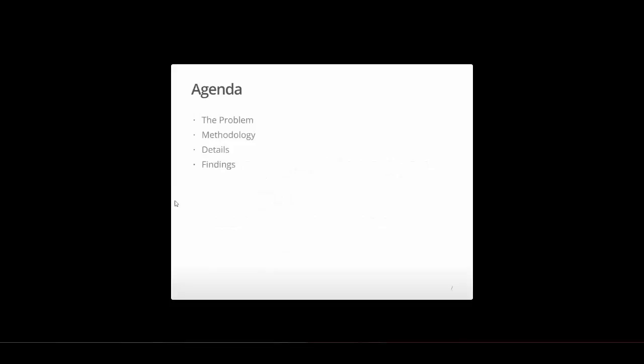So the agenda for today's presentation is going to be about the problem that we're tackling, or sort of our high-level methodology of how we're going to attack the problem. I'll get into a few of the details to go into the models and some of the actual code that we use to tackle the problem. And then, as I mentioned before, Dan will be around to talk about the findings that we came up with.